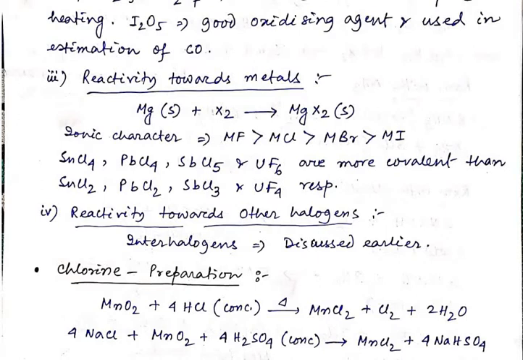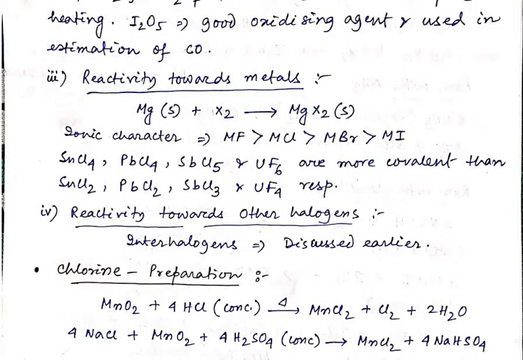Out of the metal halides, the metal fluorides are more ionic in nature due to the high electronegativity of fluorine, and the trend of electronegativity goes as fluorine greater than chlorine greater than bromine greater than iodine, and for that reason the ionic character also shows the same trend.